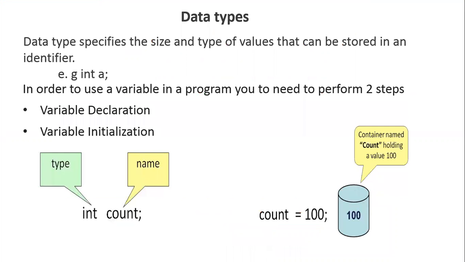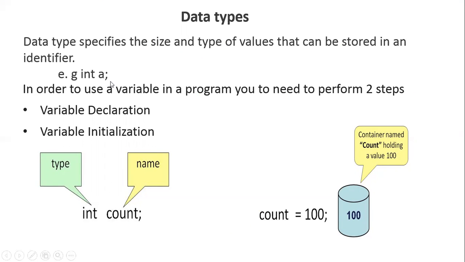When we want to use any data, we have to tell the type of that data to the computer. So a data type defines the value that a variable can take. For example, if we declare a variable as an int data type, then it can take only integer values. A data type specifies the size and the type of values that can be stored in an identifier.